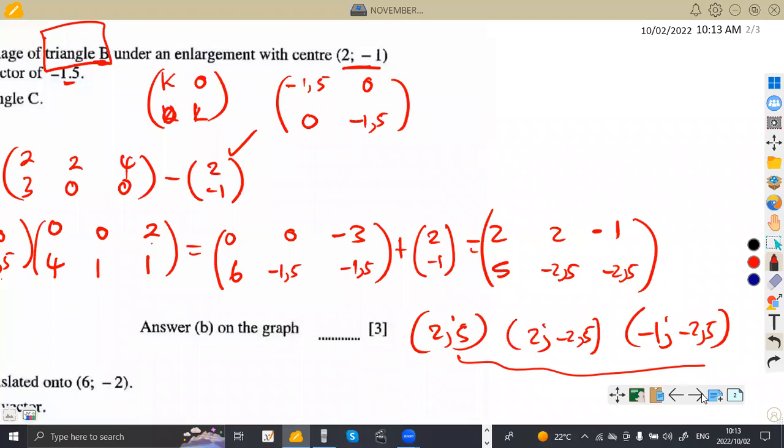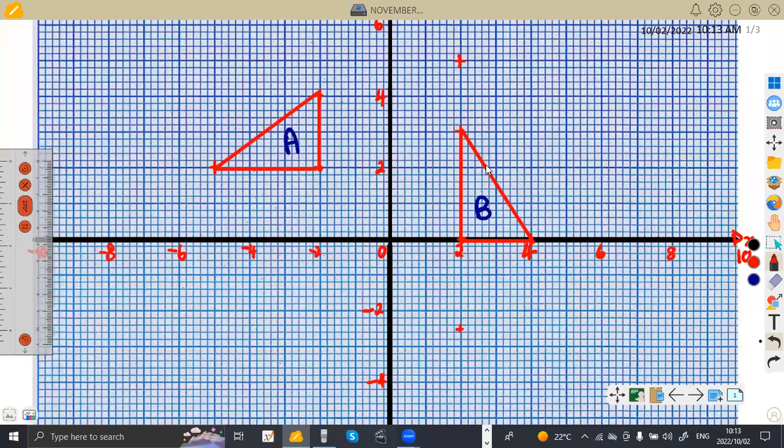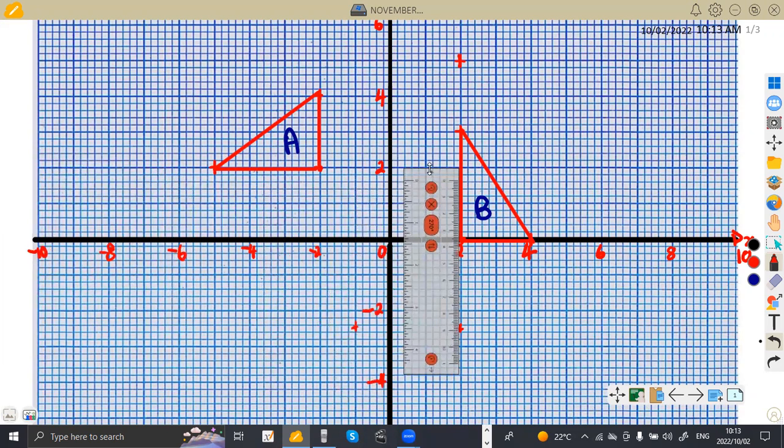The other one is minus 1 and minus 2.5. Okay, minus 1 is somewhere here in between, and minus 2.5, so it's going to be somewhere here. All right, I just hope these points, guys, are correct. I don't know. Just cross-check also.